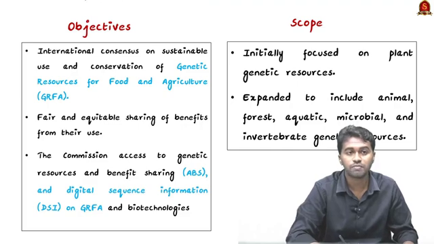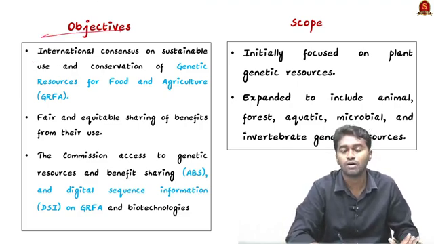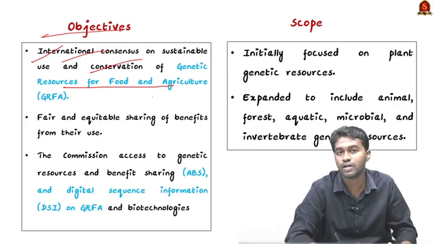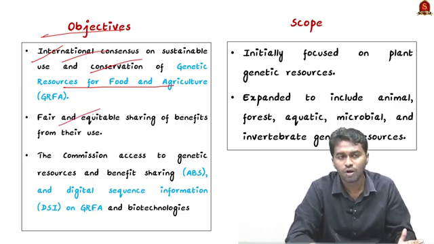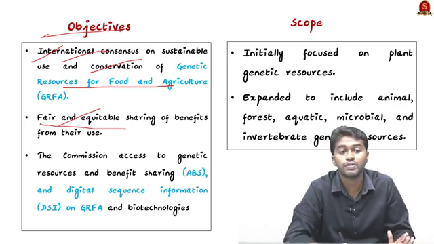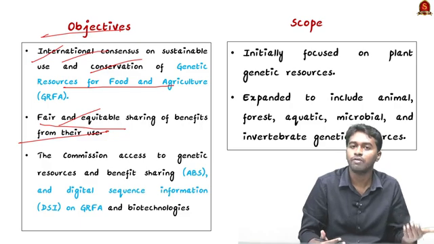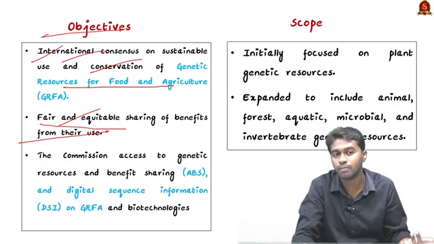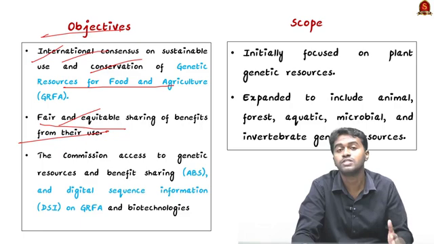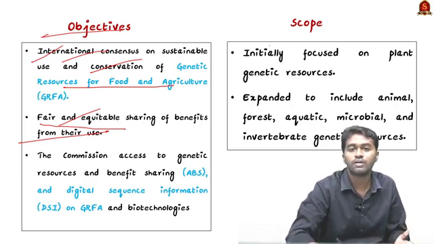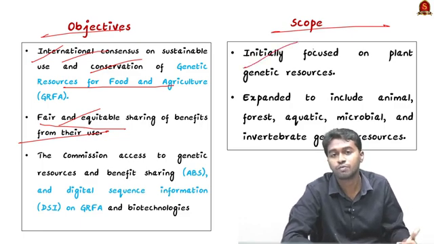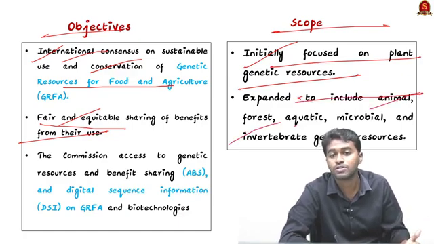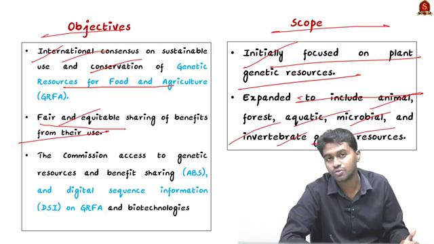Coming to the objectives of this organization, the first major objective is to bring an international consensus on sustainable use and conservation of genetic resources for food and agriculture. The next major objective is to ensure fair and equitable sharing of benefits from the use. We know that due to the development in biotechnology, every day we are developing climate resilient crops and seeds, but at the same time it is very important to ensure that the benefits from these developments are reaching everywhere. Coming to the scope, initially the organization was focusing only on plant genetic resources, but now it has expanded beyond plants, and it is inquiring into animal, forest, aquatic, microbial, and invertebrate genetic resources.